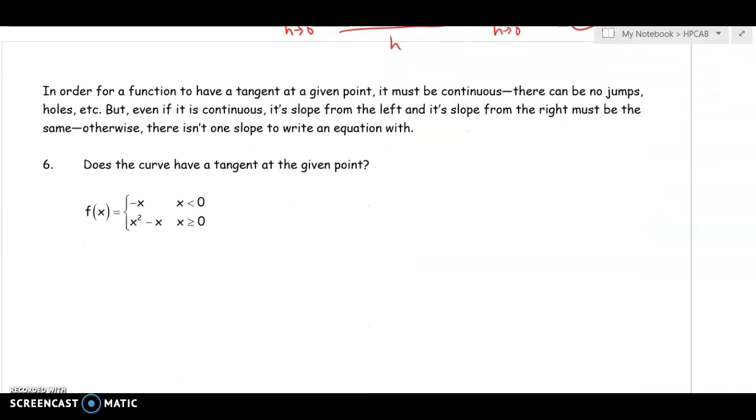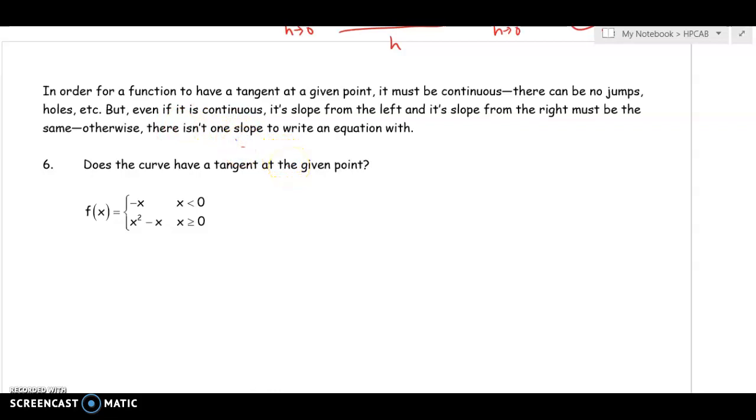Last problem. You're going to have a couple problems like these on the worksheet. In order for a function to have a tangent at a given point, it must be continuous, so no jumps or anything like that. But even if it's continuous, the slope from the left side and the slope from the right side must be the same. Otherwise, there isn't one slope for you to write an equation for the tangent line.